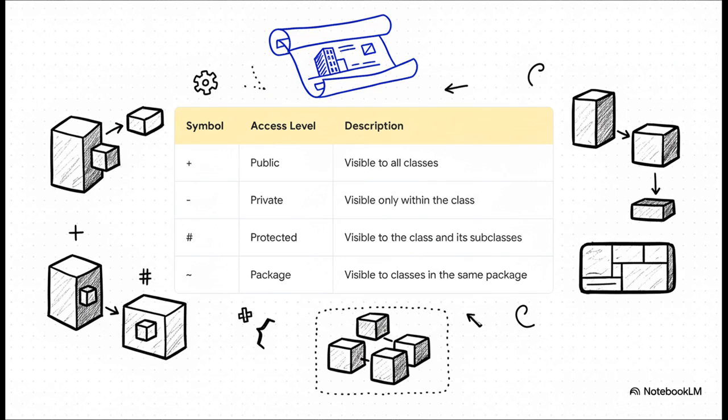Okay, so time to decode those symbols. This is what we call visibility. A plus sign means it's public, anybody, any other class can see it and use it. That minus sign we saw, that means it's private. It's hidden away and it's only accessible from inside the square class itself. And this isn't just some arbitrary rule. It's a huge safety feature. By making data private, we protect it from being accidentally changed or corrupted by other parts of our program. It's really a cornerstone of good software design.